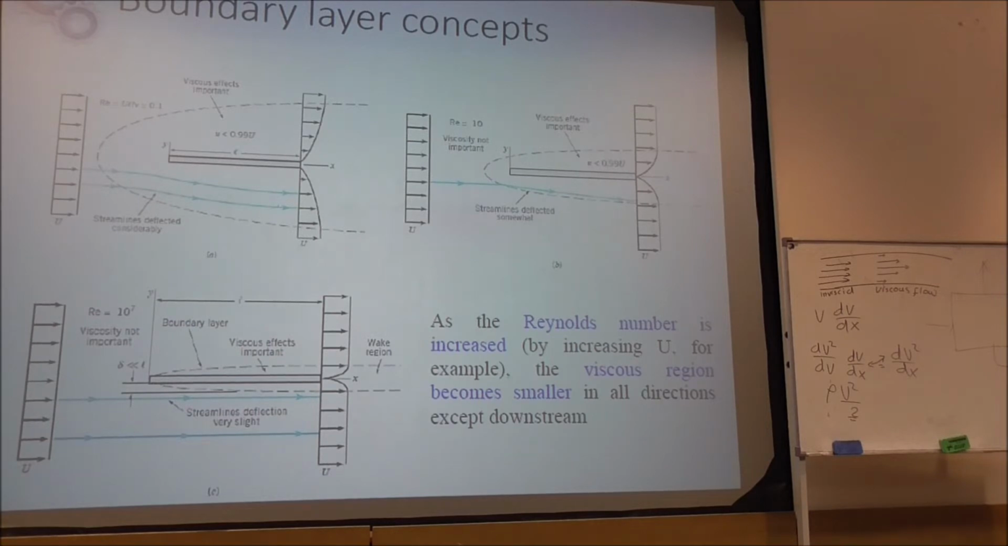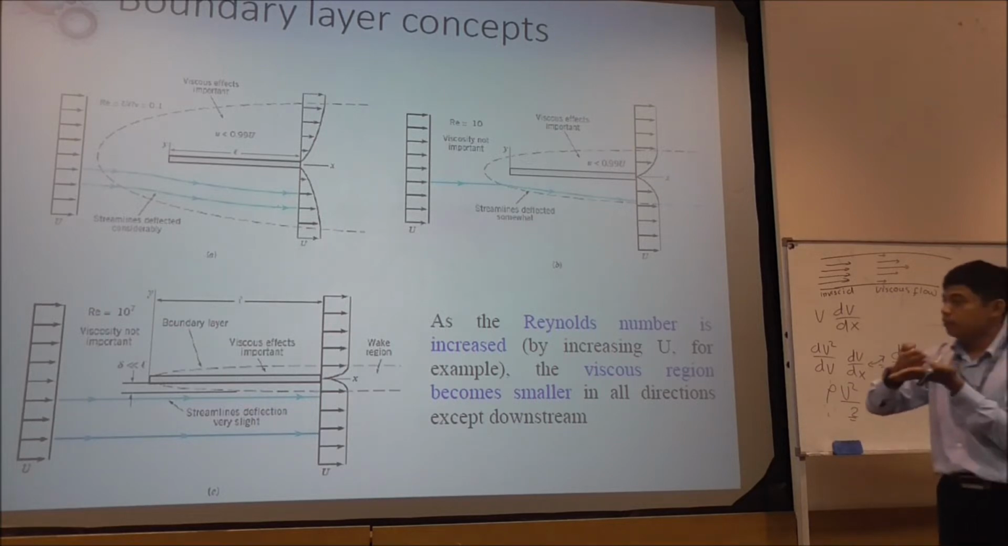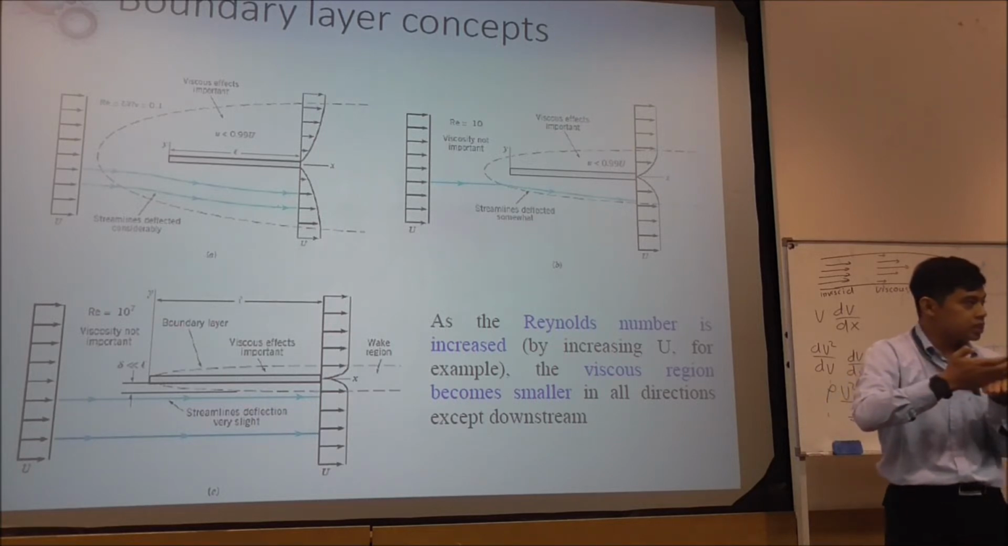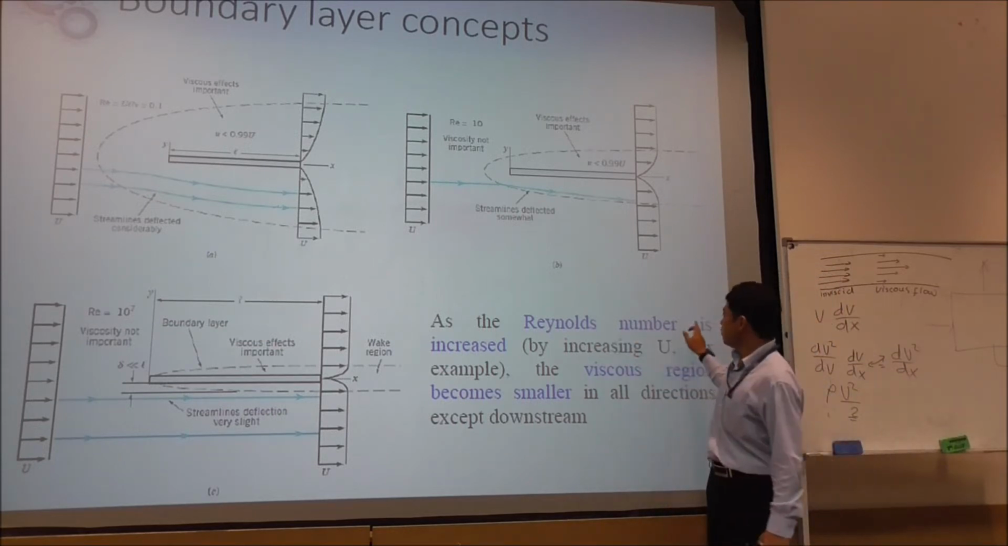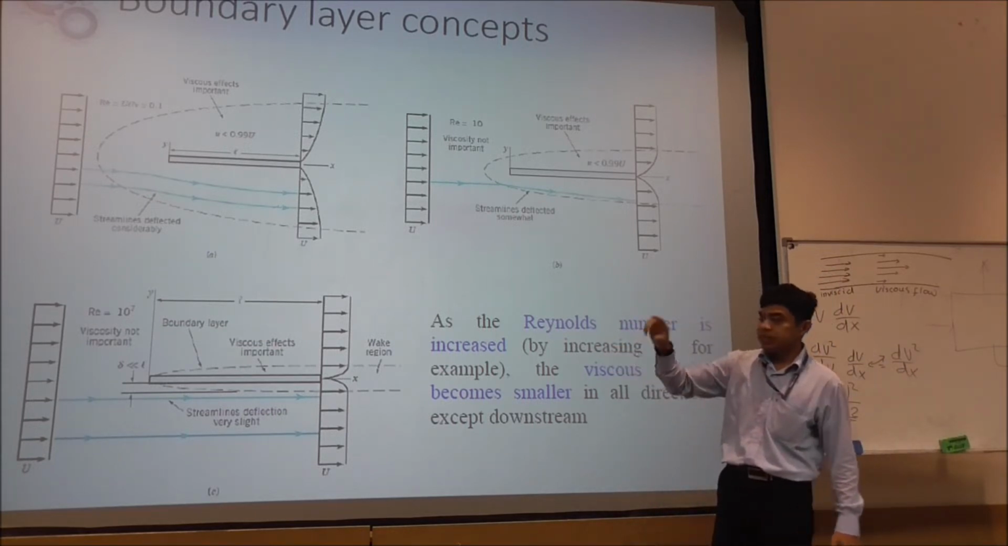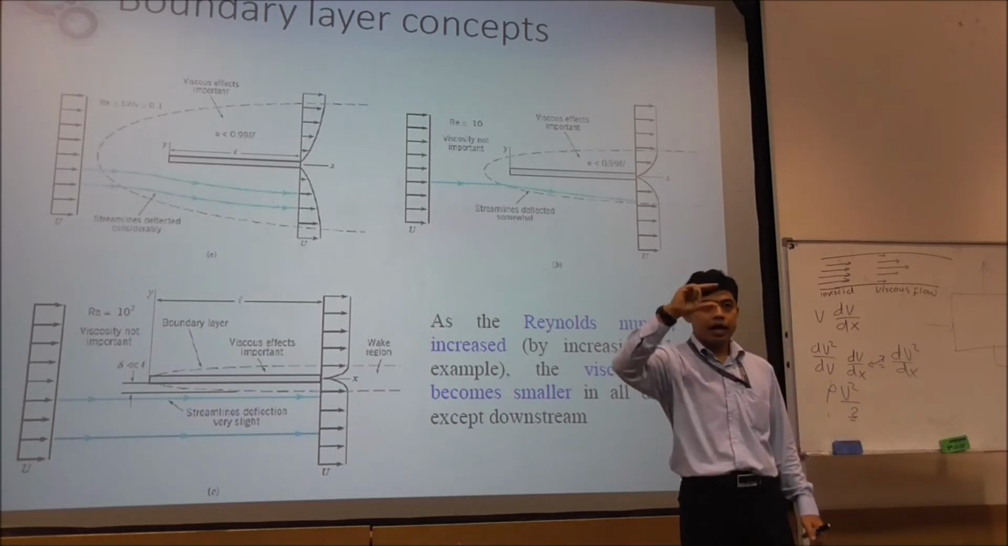Okay, now, the Reynolds number will determine whether your flow has moved from the laminar region to the turbulent region. We want to look further. What is the effect of Reynolds number on the boundary layer thickness? It turns out when your Reynolds number is increased, the thickness of the boundary layer becomes smaller.